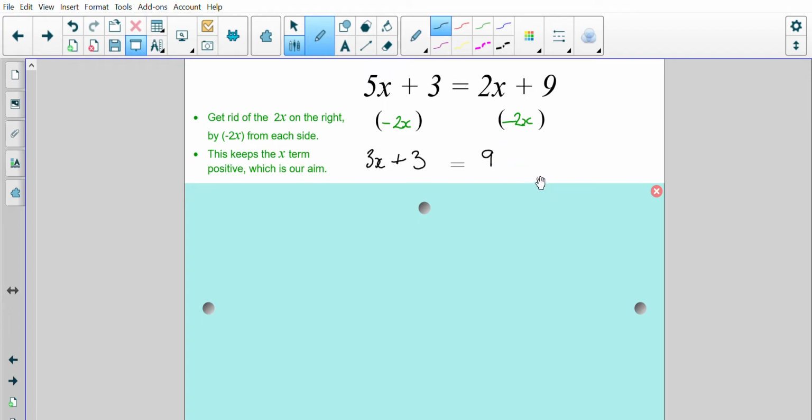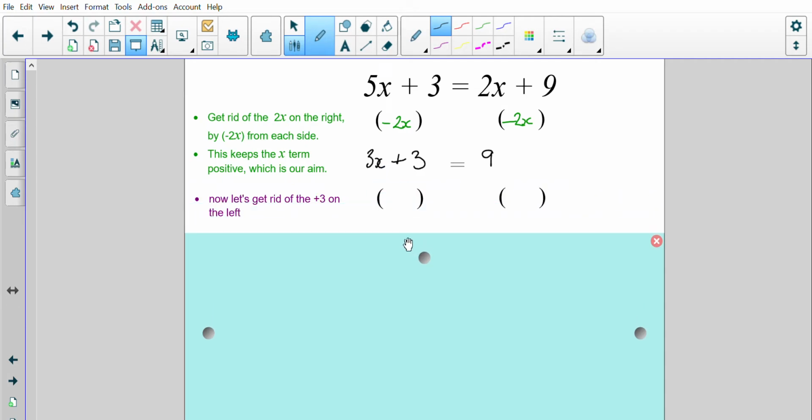I could, at this stage, have decided to get rid of the 5x on the left first, and I could have taken 5x from each side, but what that would have left me with is a negative x term, which is what we want to avoid. We want to try and keep our x term positive, so we take away the smaller amount of x's. So by taking away the 2x, I'm left with a positive x term, which is plus 3x.